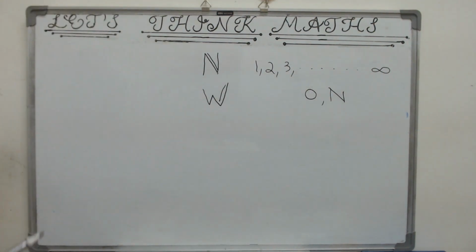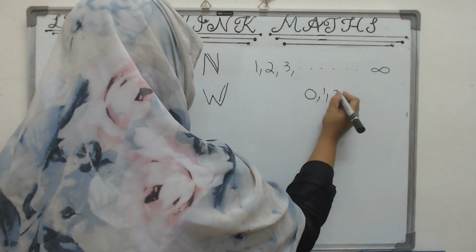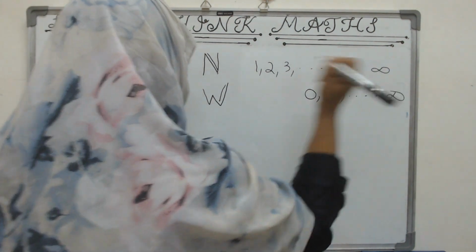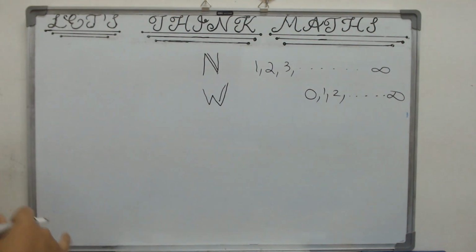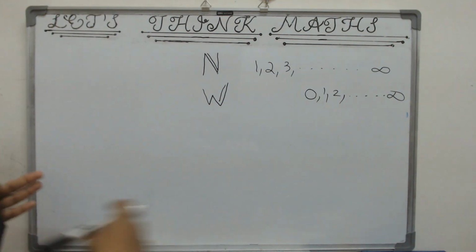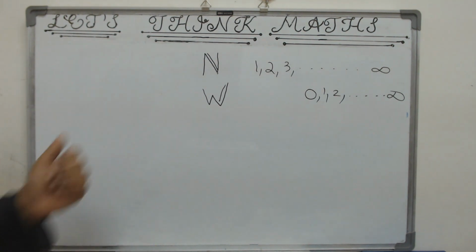So how does that look like? It looks like this. So the smallest whole number is 0, and there is no such thing as a greatest whole number because it is not defined. It goes on and on and on. Now we have two number systems. Why do we need a third one? What are we missing here?